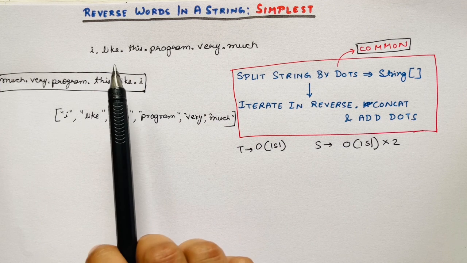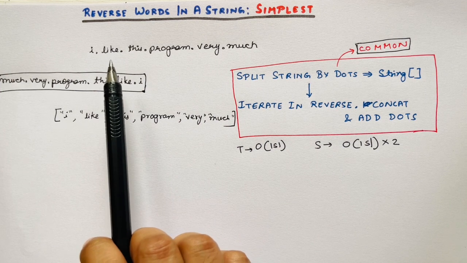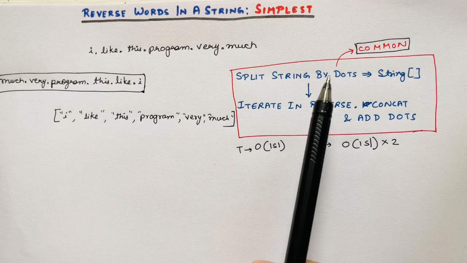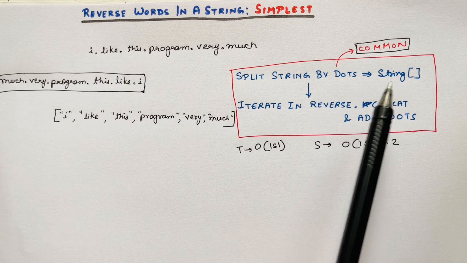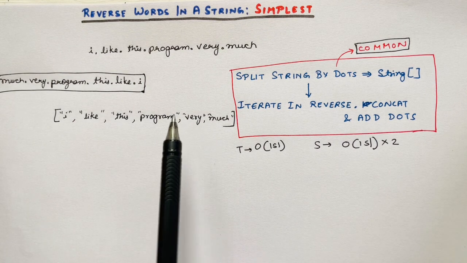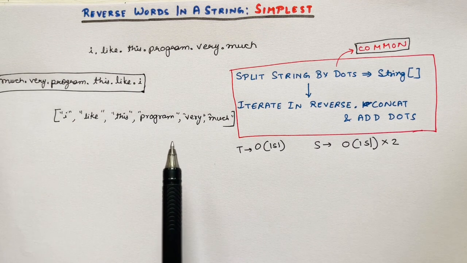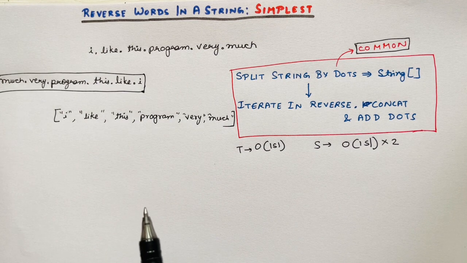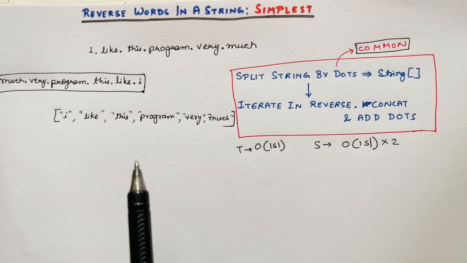Now, the first thing that I can think of is that I will need to split this string by dots. So I can split this string by dots and I will get an array of strings, something like this. So we directly have a method in Java, string.split, which will split this string into an array of strings. Similarly, other languages would also have the similar method.